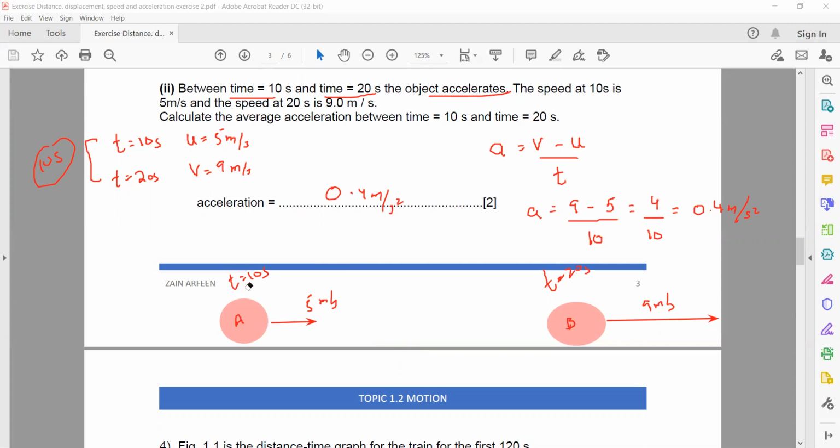So when time is 10 seconds, the speed of the object is 5. When time is 20 seconds, the speed of the object is 9. The question is, what is the acceleration? So how to get the acceleration? Acceleration is the final minus initial. So what is the final velocity? That's 9. Minus initial velocity. What is the initial or starting velocity? That's 5. And what about the time interval from 10 seconds to 20 seconds? The time interval is 10. So 9 minus 5 is equal to 4, and 4 divided by 10, that's equal to 0.4 meter per second square. Is it clear, Abdullah Sarfraz?